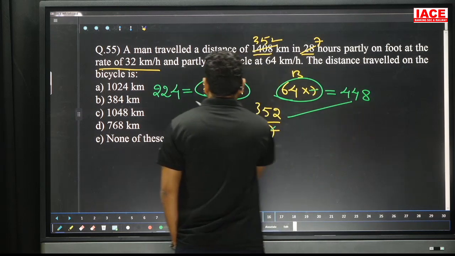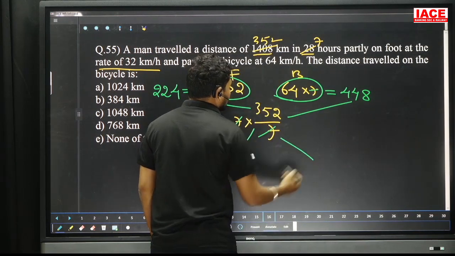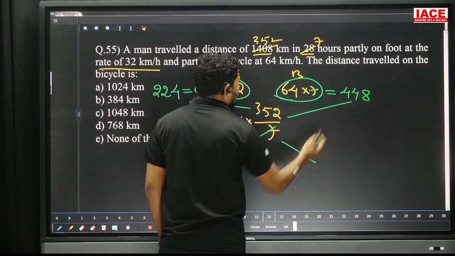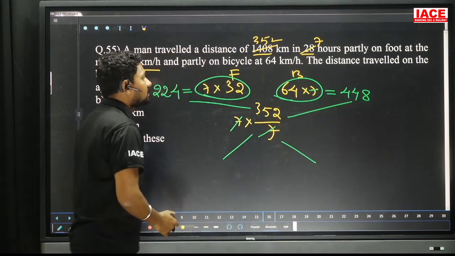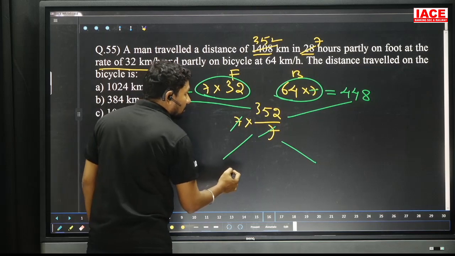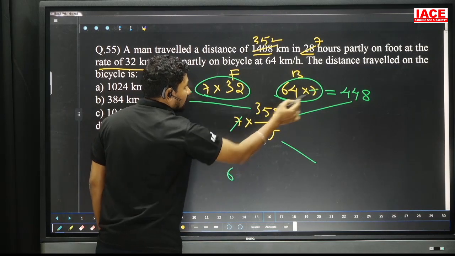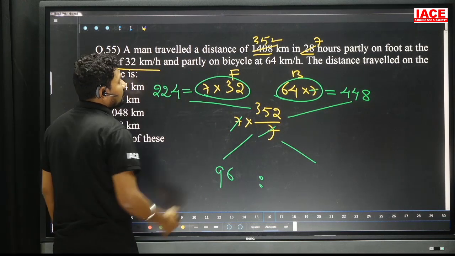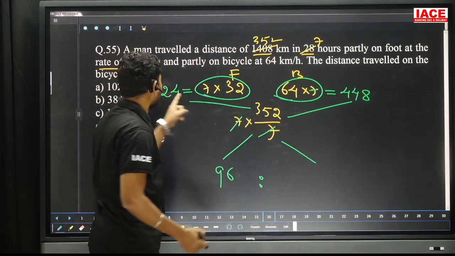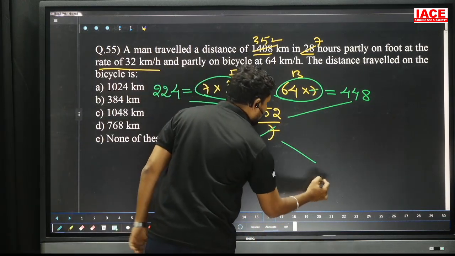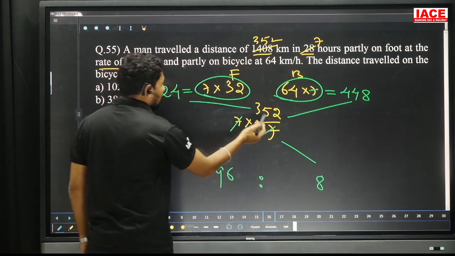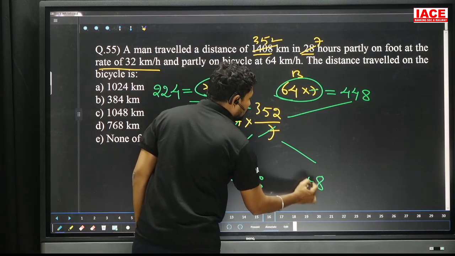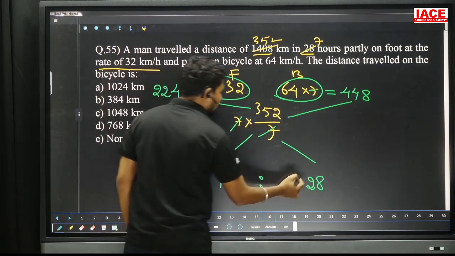And we'll use the mixture and alligation method to get the answer now. Look at the gap from 448 to 352. 8 minus 2 is 6, and 44 minus 35 is 9, so 96. And next, 224 is removed from 352. So 12 minus 4 is equal to 8. And next one is 5, then 5 becomes a 4. 4 minus 2 is 2, and 3 minus 2 is 1.